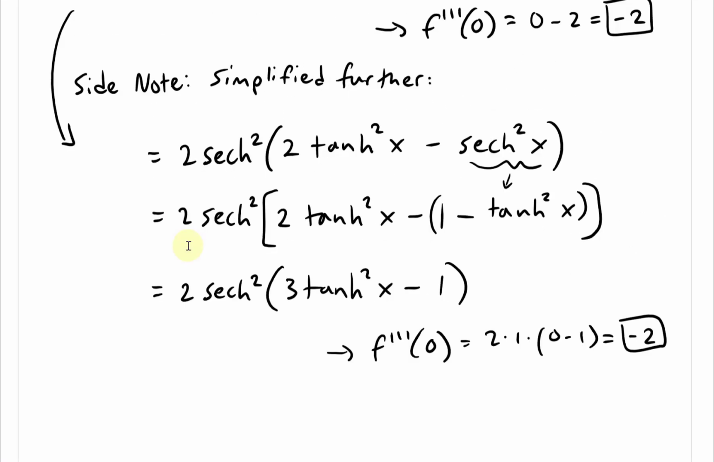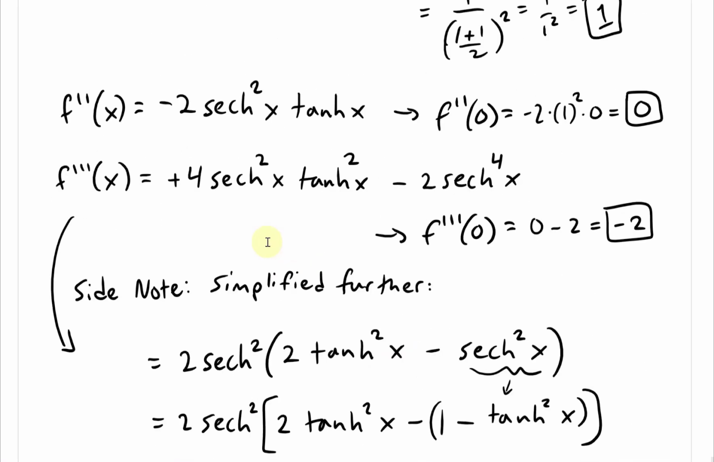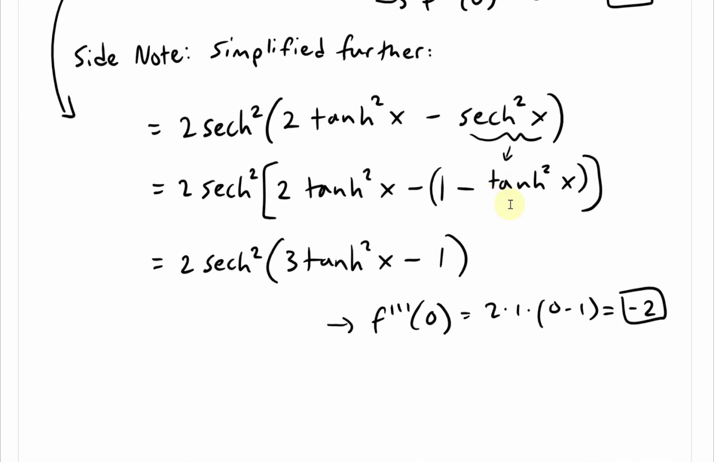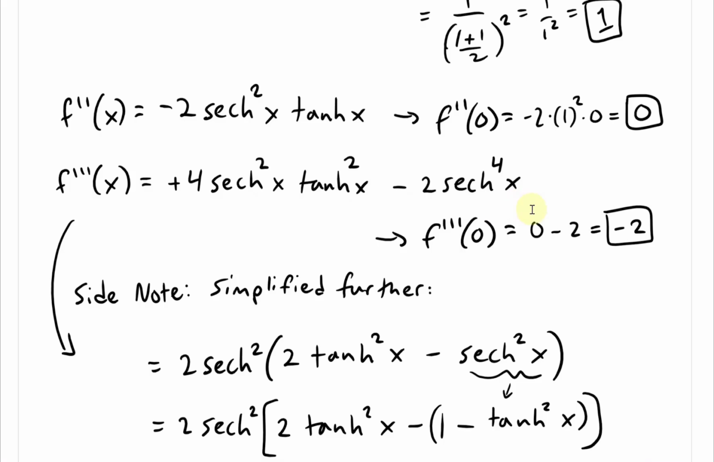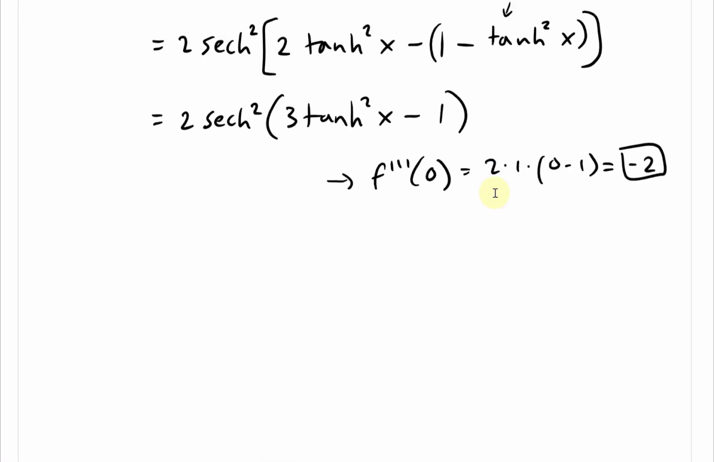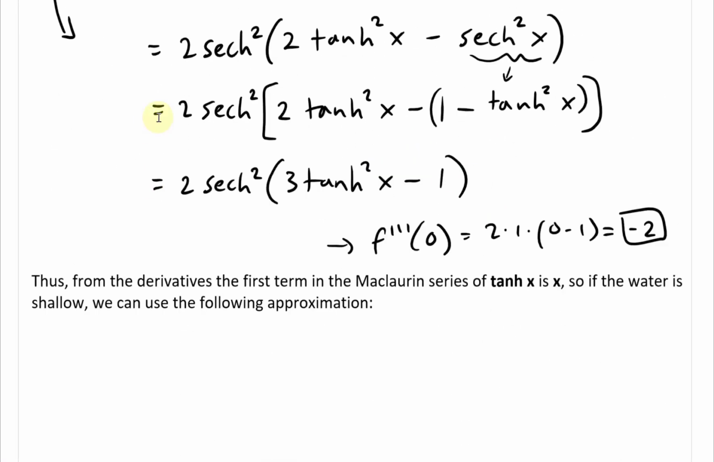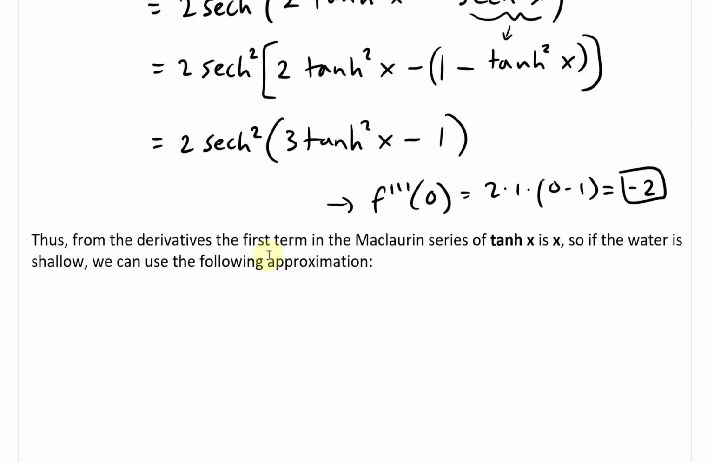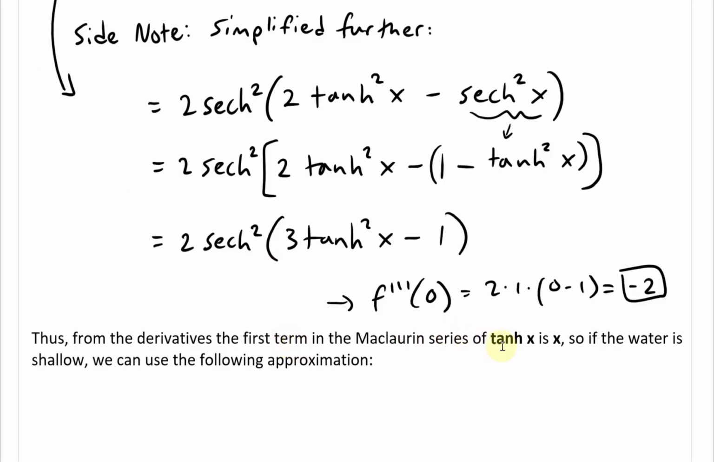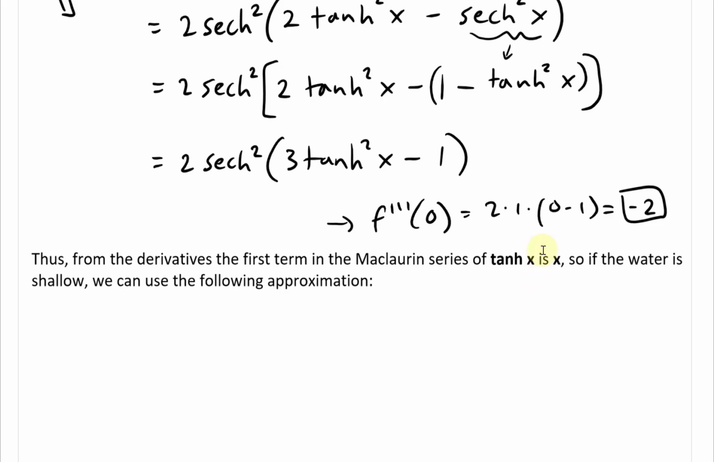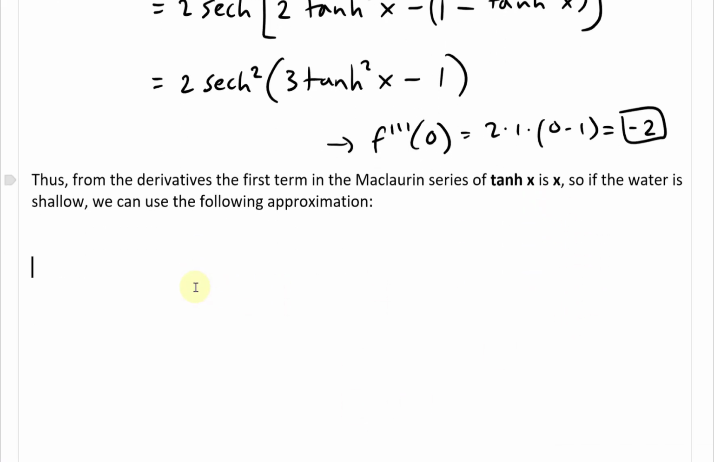So again, just because my calculus book had it written like this, but you can just do this one, it's much easier like that. And this form will come in handy too, as I'll go over the alternating series. So anyways, let's go further. Now, from the derivatives, the first term in the Maclaurin series of tanh of x is x, and I'll get to that in a bit. So if the water is shallow, we could use the following approximation.